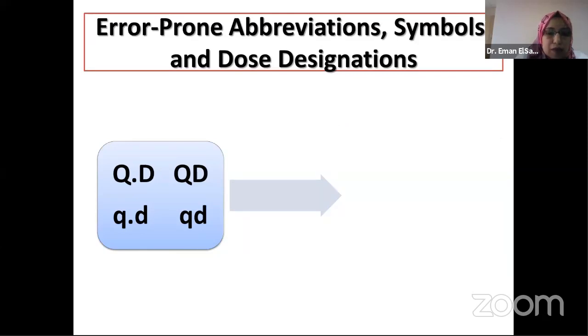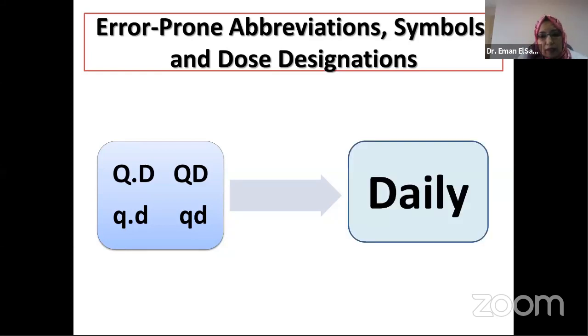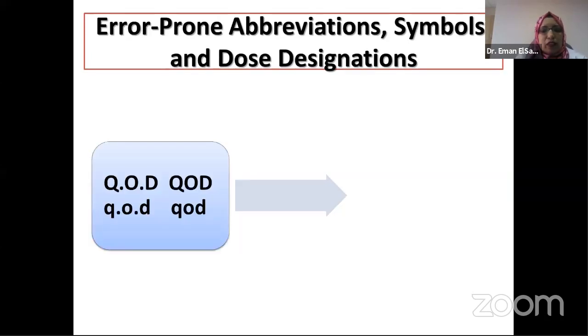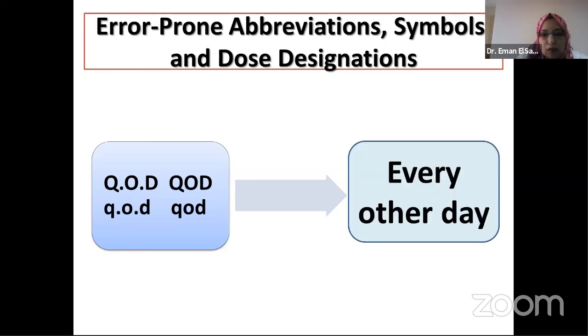Do you know what this means? We know it's once daily, but maybe it will be confused with QID, every other day, or 4 times daily. So we should write daily. QOD may be confused as QD, once daily, if the O is not clear. So we should write every other day.